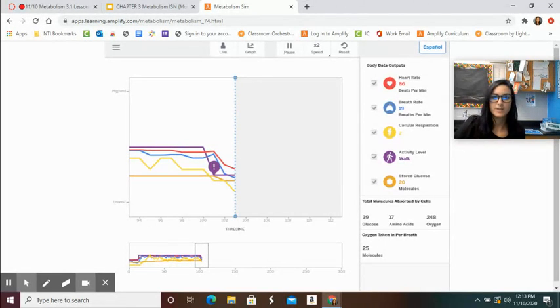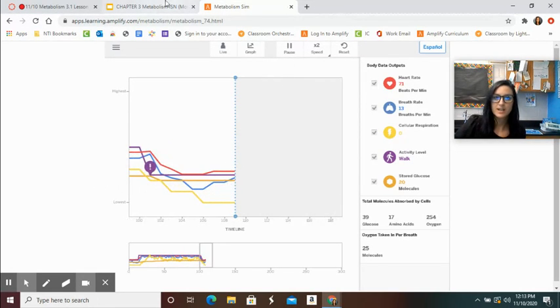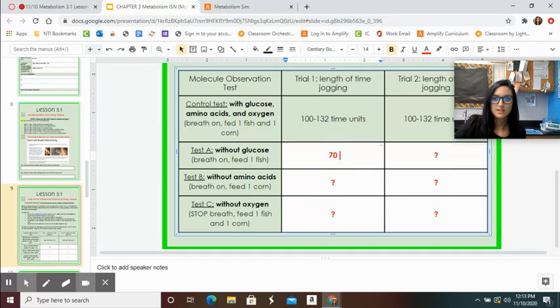And there we go. So it looks like at about between 100 and, so we'll say 101 is when they stop jogging. So without amino acids, it was about 101.